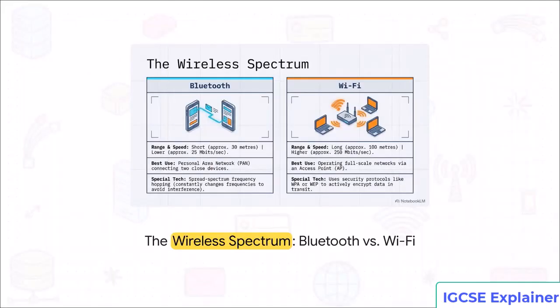To give you a visual on those distinct use cases, Bluetooth connects things like your phone and a smartwatch using spread spectrum frequency hopping. That basically means it's constantly changing frequencies to dodge interference. Meanwhile, a Wi-Fi router acts as an access point, powering multiple laptops across your whole house with active encryption.